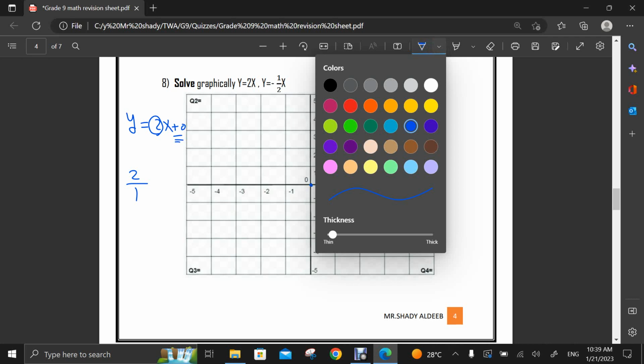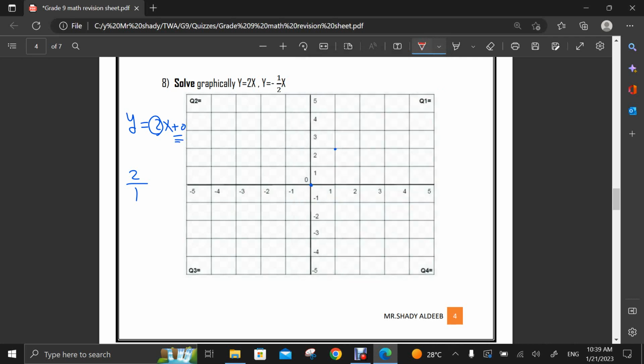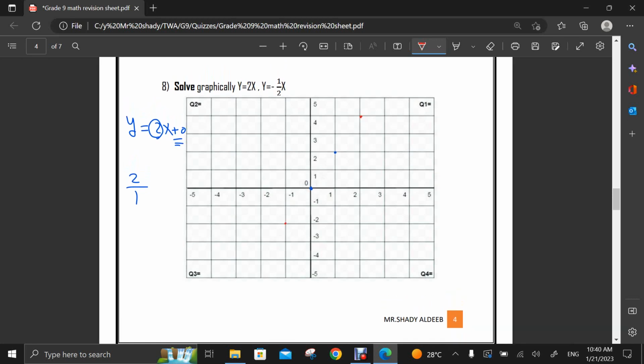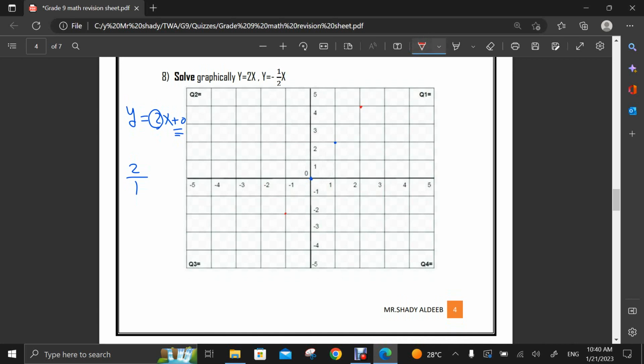I'm going to join it using a ruler. 2 up, 1 right. Here also. So let's join it. Unfortunately, I have no ruler here. Okay. And then I have finished the first one.